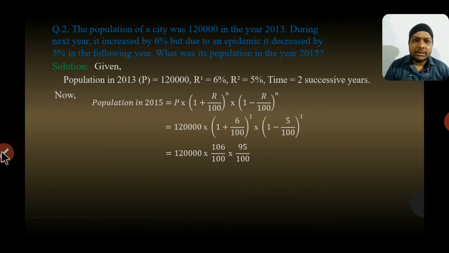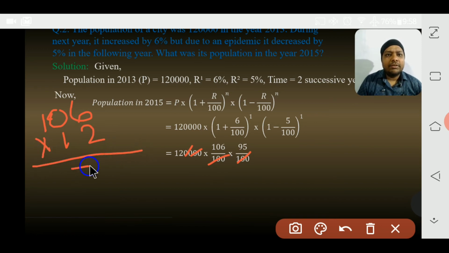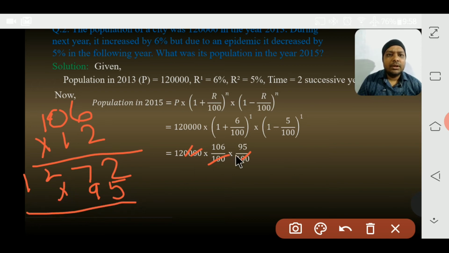Okay, let's cancel it. So 20 20 will cancel. Again 20 20 will cancel. Then 12 into 106 into 95. Sorry, 12 first. Directly we will multiply: 6 twos are 12, 72, and now we have to multiply it with 95. Then it will be 6,360.